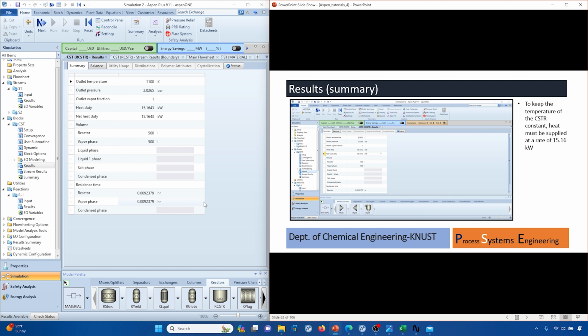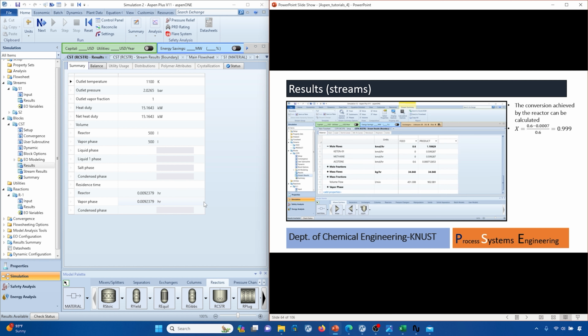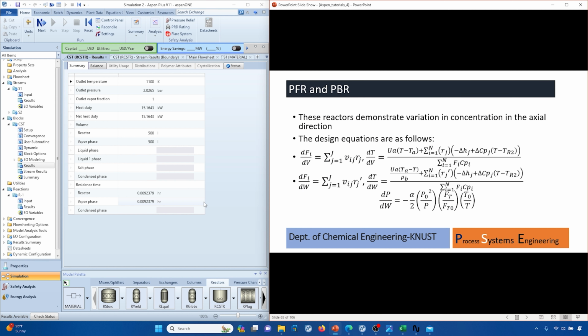Last time we looked at a CSTR example, and we solved a problem. We also went through how to specify parameters for a CSTR in Aspen Plus. Today we'll be looking at the tubular reactors, the plug flow reactor and the packed bed reactor. These reactors are also known as differential reactors because of the axial variation in concentration along the length of the reactor.